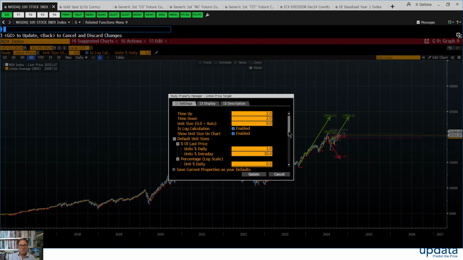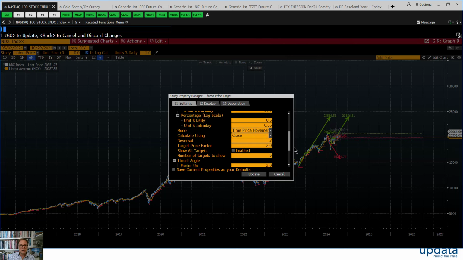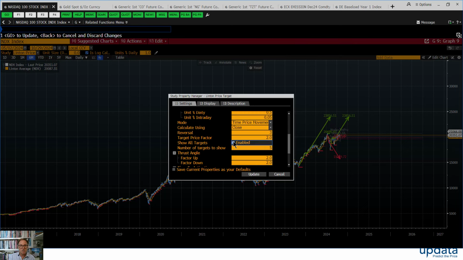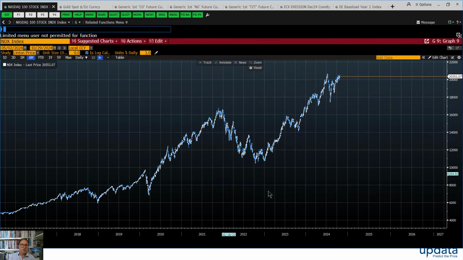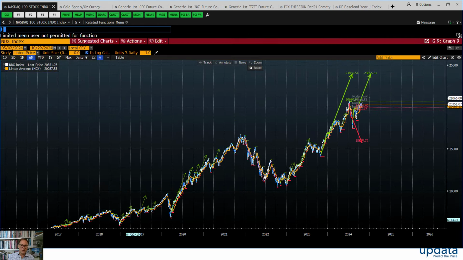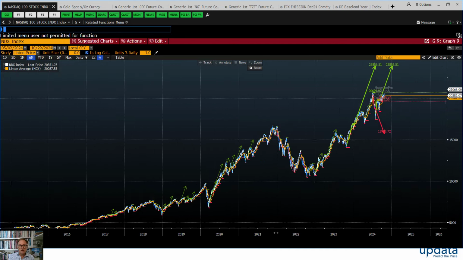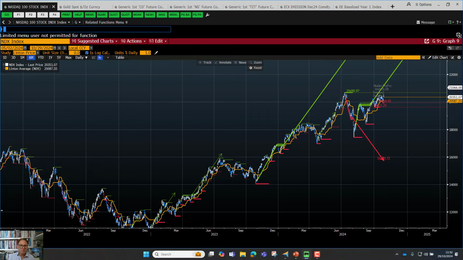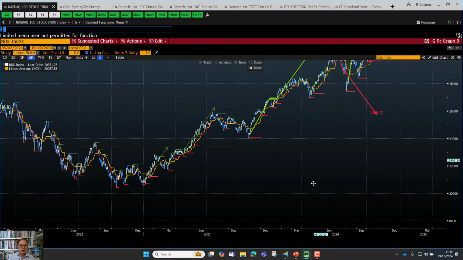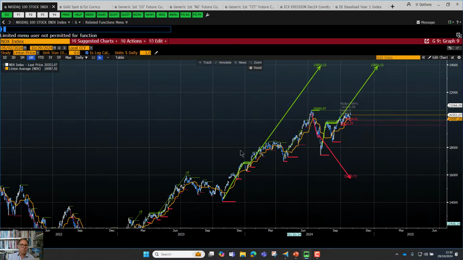And what I want to do is say, what did I say? So show all targets. So if I show all the targets, update, it's now going to draw all the targets on. And you can see there were lots and lots of upside targets. So you can zoom in to those if you want. You can see all the targets there historically on your Bloomberg.